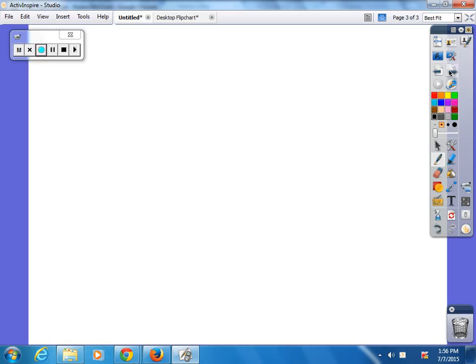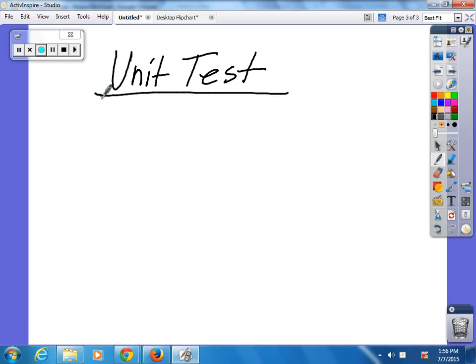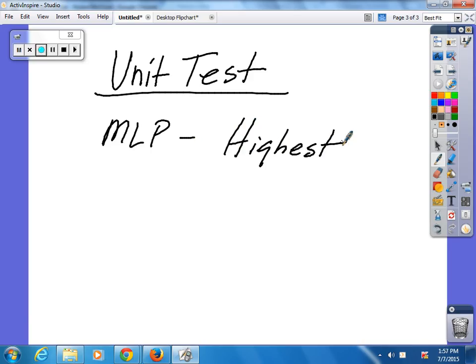Let's talk about the unit test. What does Course Compass or MyLab Plus, what does it do? It takes the highest grade. Therefore, what does it do with your lowest grade? Therefore, it drops, or it does not calculate your lowest two.